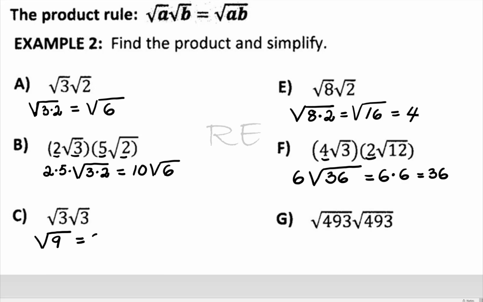Square root of 3 times square root of 3. 3 times 3 is 9. Square root of 9. And it's equal to 3. Similarly, square root of 493 times square root of 493 is equal to 493.